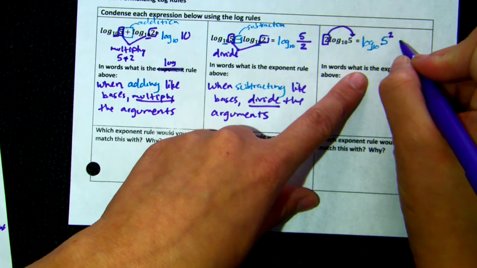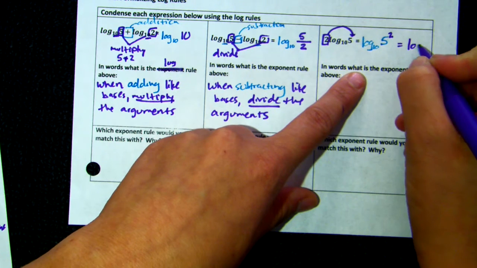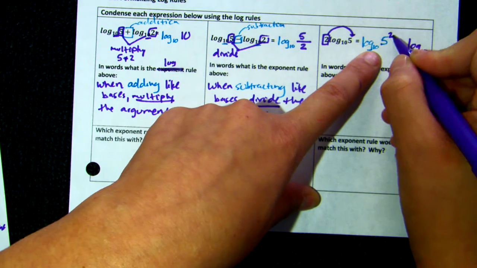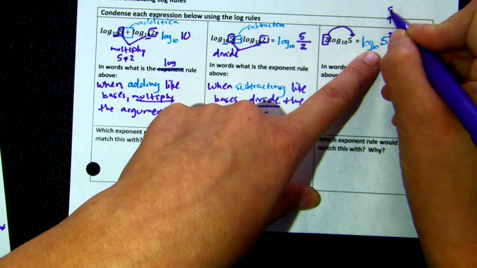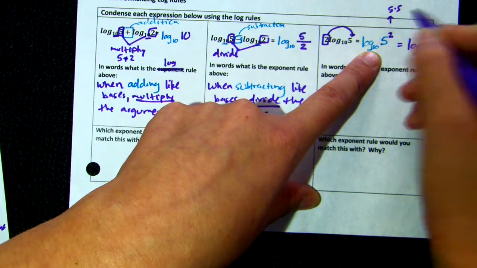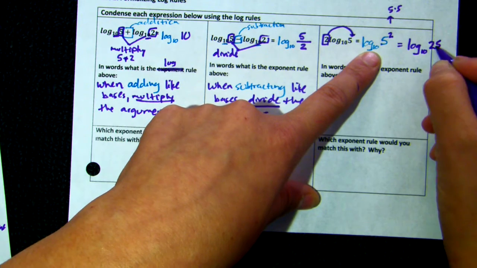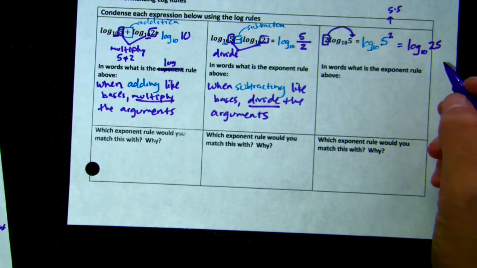Okay. Now we can simplify that a little bit farther. This becomes log base 10. 5 squared just means 5 times 5. 5 times 5 gives me 25. So log base 10 of 25.